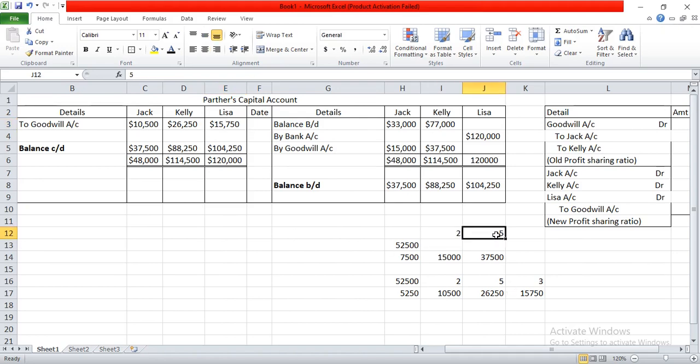But you don't need to show those calculations. If a question comes in your exam where you have to do an adjustment of goodwill in partnership, this is how we do it. You write goodwill on the credit side in the old profit sharing ratio and goodwill on the debit side in the new profit sharing ratio, and you're done.